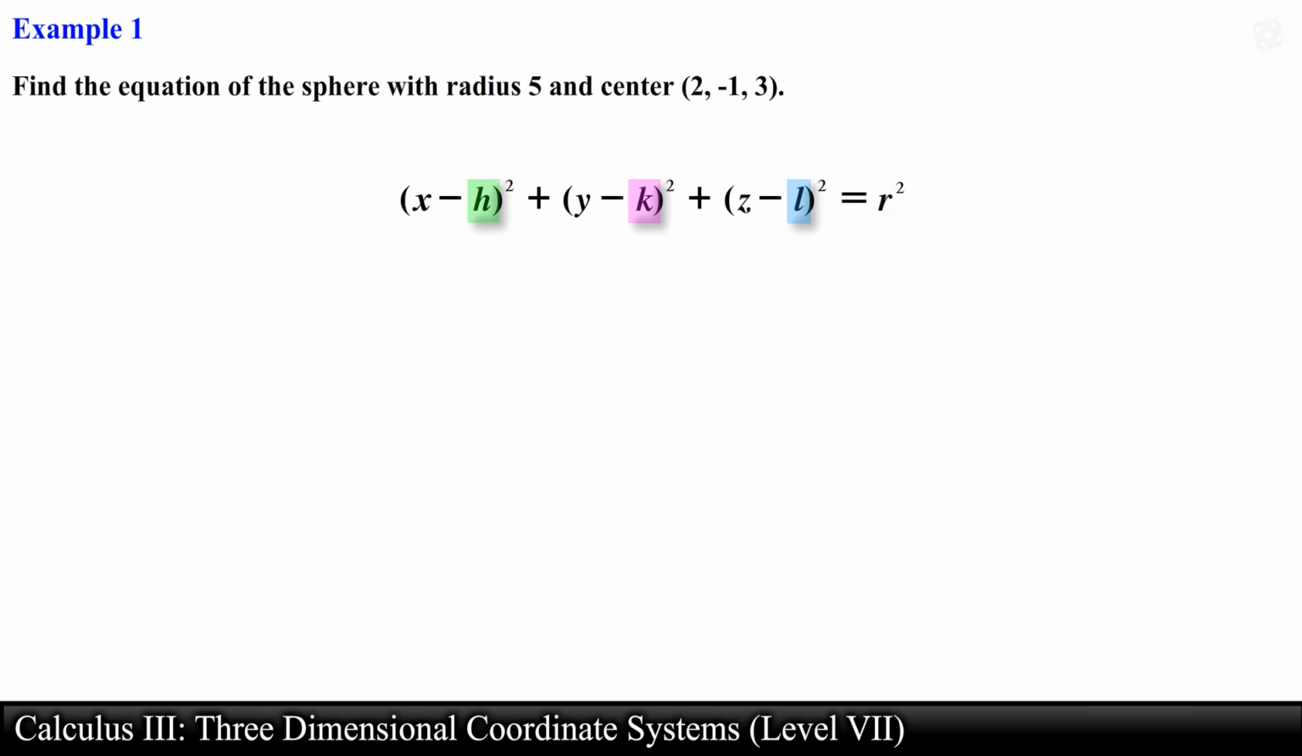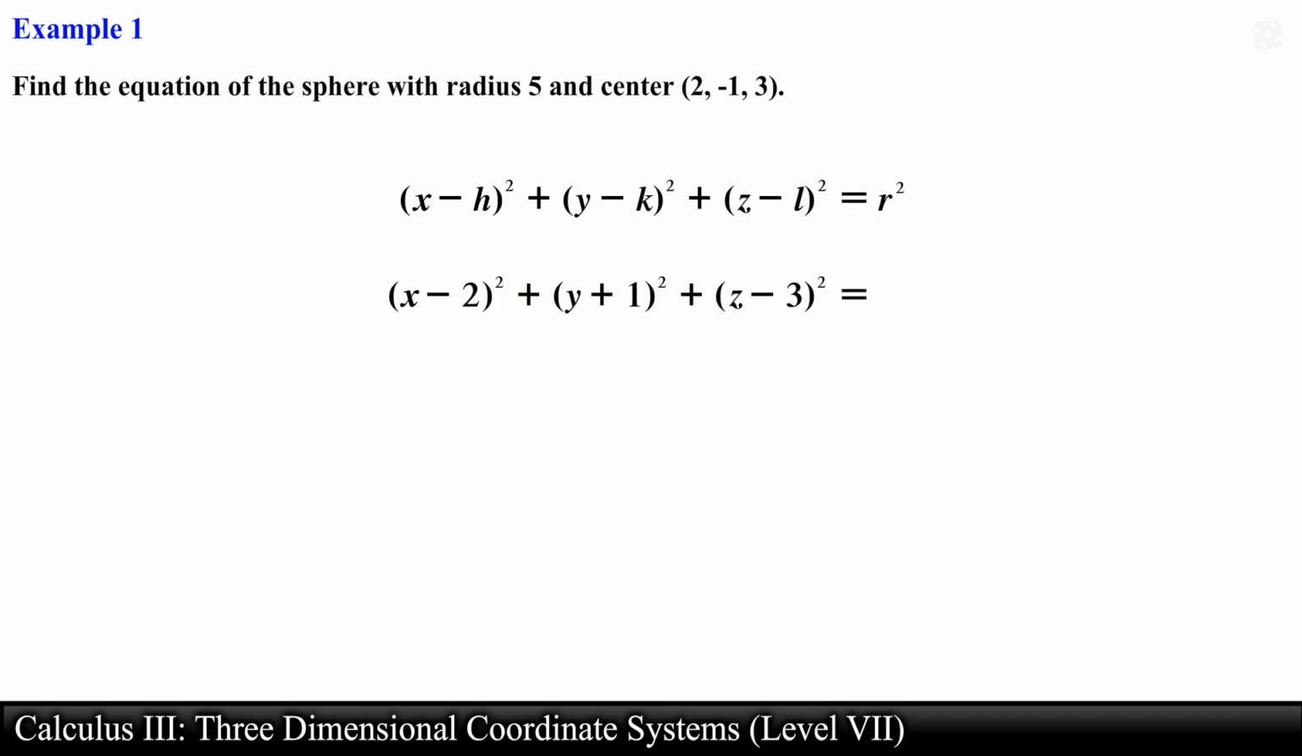Recall that the constants h, k, and l represent the coordinates of the center of the sphere. Notice that in this problem, the center is given to us. The coordinates of the center of the sphere are 2, -1, 3. So we go ahead and substitute these values into the equation as follows. Be careful with the value of k, since it's equal to a negative number. It will end up being a positive number when we substitute it into the equation.